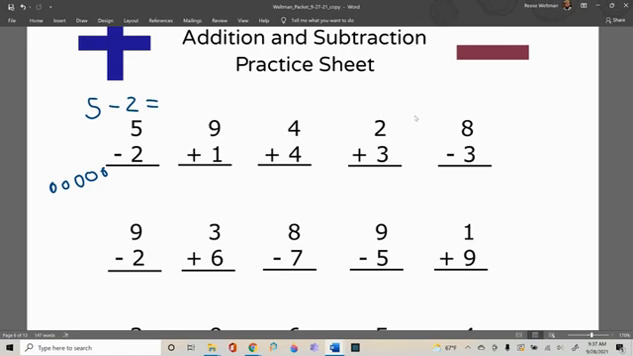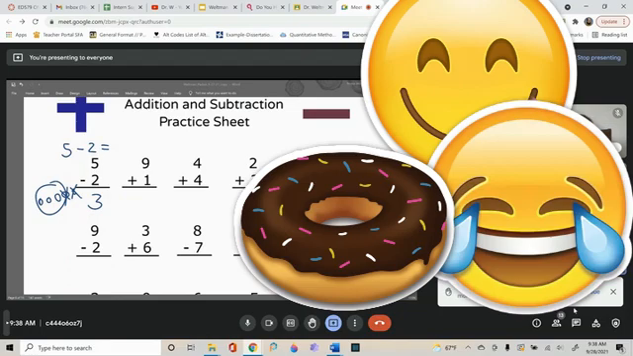So 5 minus 2, if you draw out 5 circles, all you have to do is cross out 2 of them to get your answer, and whatever you have left over is the answer. So 5 minus 2 equals 3. So that's one of the methods that we use in class. And I know we have a few others as well.